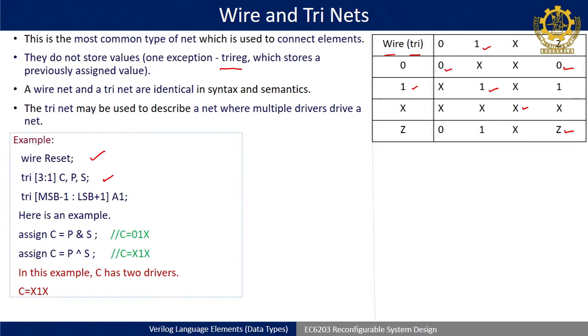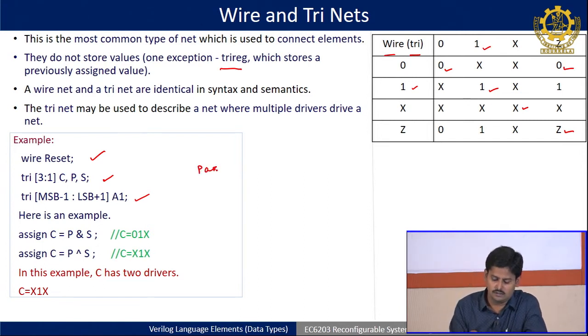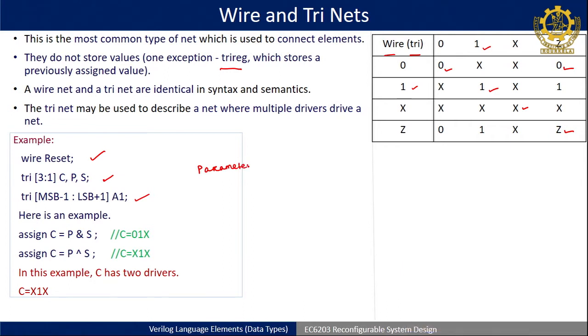You can also write it like MSB minus 1 to LSB plus 1, where we can define MSB and LSB as parameters. That parameter I will explain in future classes, as we have just seen in earlier classes also. We can write parameter MSB equal to 4, LSB equal to 4. Accordingly, it will become 3:3. So, it will decide the final range of A1.